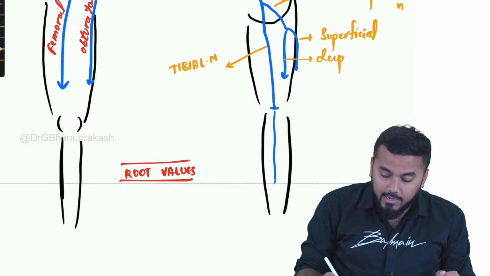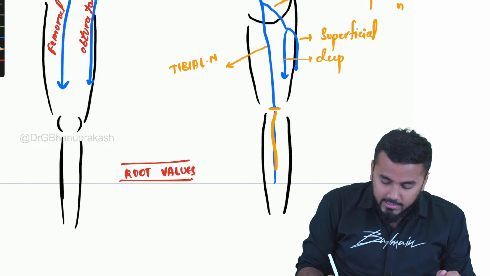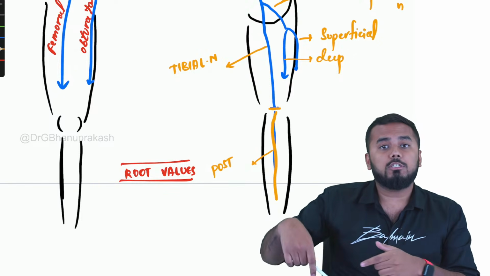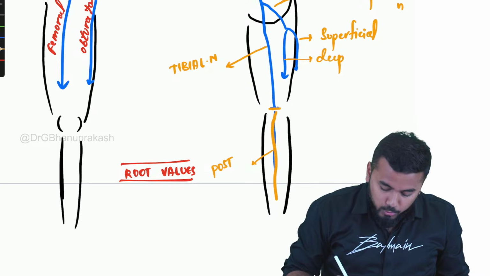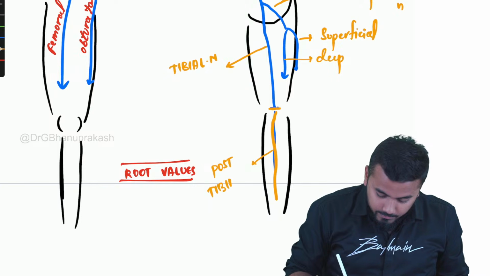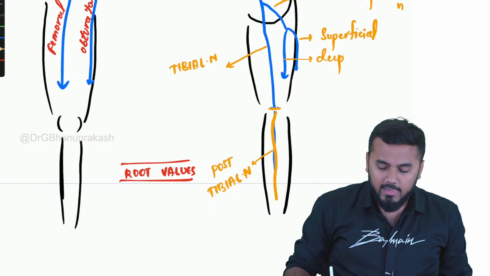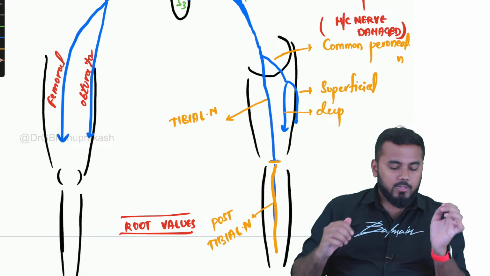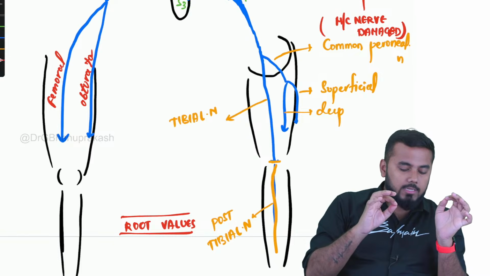Now this tibial nerve is also giving a branch like this. This is called the posterior tibial nerve. Why? Because it is located back. So it is called posterior tibial nerve. Okay. Simple. Why did I tell you this? Why did I tell you this, guys?